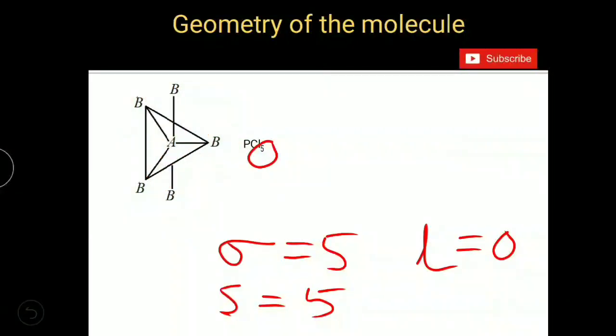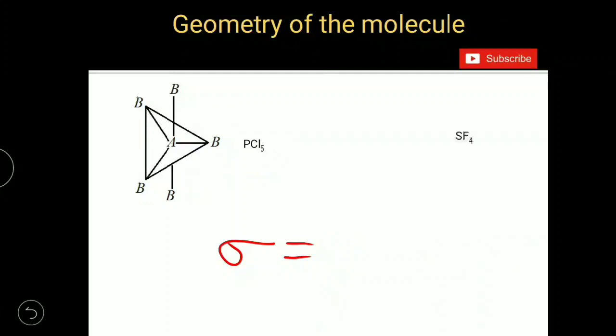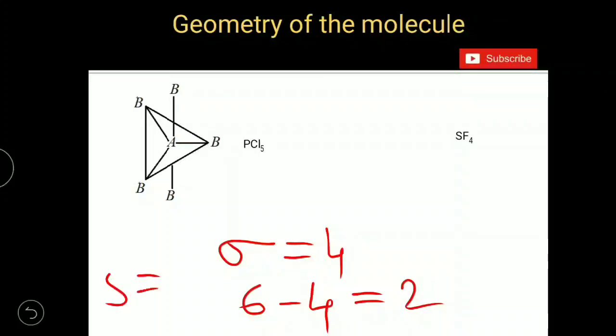And when you come to another molecule SF4, central atom sulfur is bonded to 4 fluorine atoms. So number of sigma bonds is equal to 4, and sulfur has 6 valence electrons. Out of them 4 are involved in bond formation with 4 fluorine atoms. Fluorine is a monovalent atom, so 1 electron from sulfur atom will be bonded to each fluorine. So number of electrons remaining equal to 2, means 1 lone pair. So steric number equal to 4 plus 1, 5.